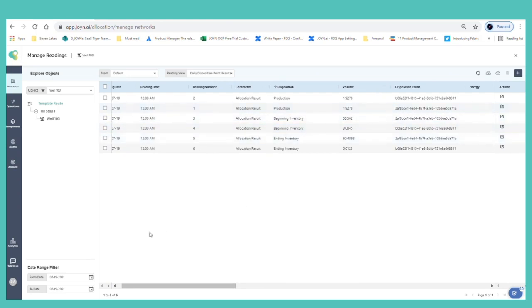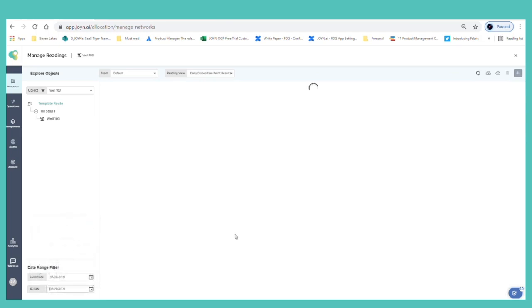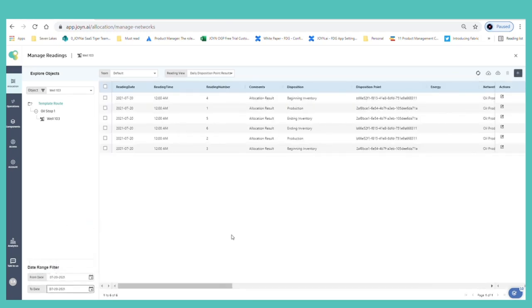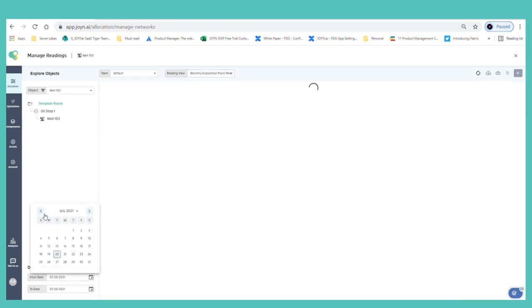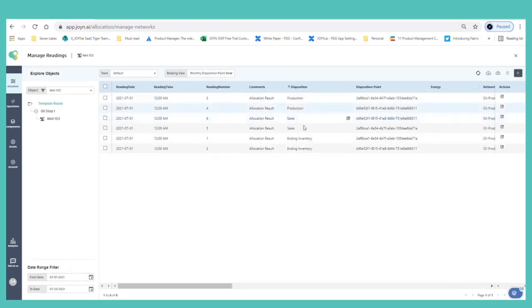So in this way, you would notice that for every date, when a monthly allocation is run, the daily allocation results are now not only by product and disposition, but also by the disposition point. In addition to this, we can also see that the monthly allocation results, which are generally available on the first of the month, would also be available by disposition point.